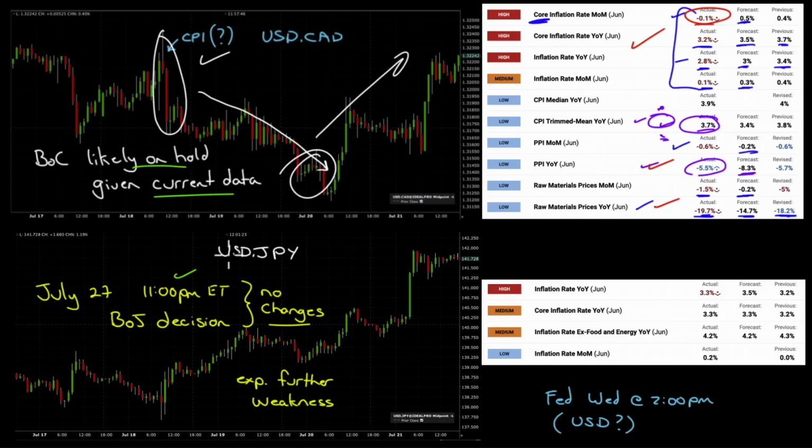Bank of Japan is Thursday. It says 11 p.m., but that's sort of just a suggestion. I expect no changes to happen, and I expect further weakness on the yen. 141.72. It was down around 138 for a while. It was at 145 the week before. Two weeks ago, 145 down to 138. We're sitting at 141. I think it might revisit the 145s.